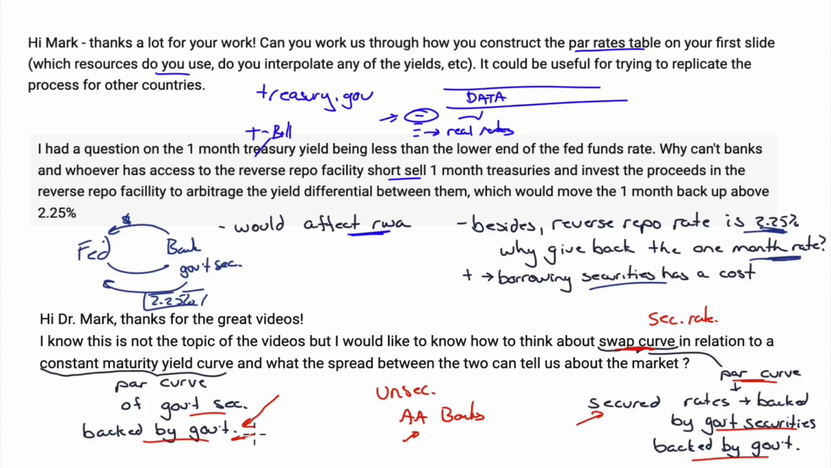So it would not be surprising to see swap curves below the constant maturity yield curves because of their secured nature. So what does that tell us? Not much anymore. I don't know that there's a lot of information in that, because if you trace it all back, what's sitting behind the interbank swap curve? Securities backed by the government. What's sitting behind the constant maturity yield curve? Securities backed by the government.